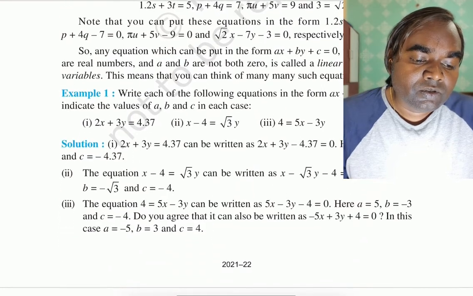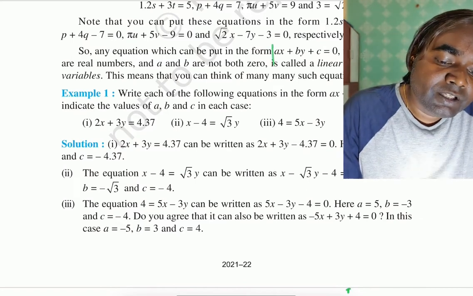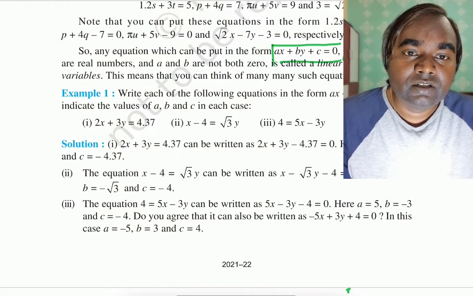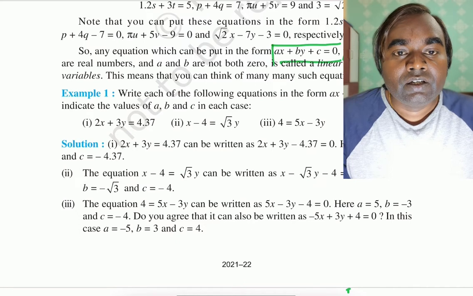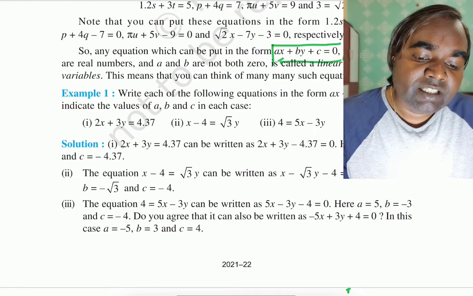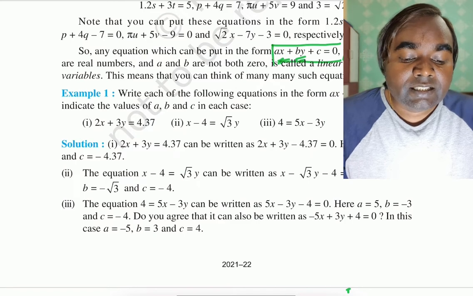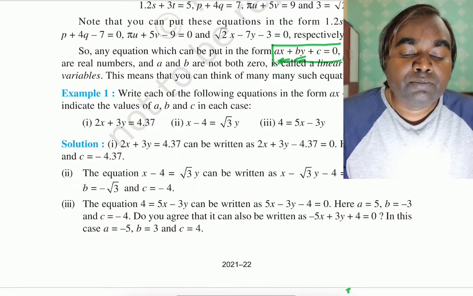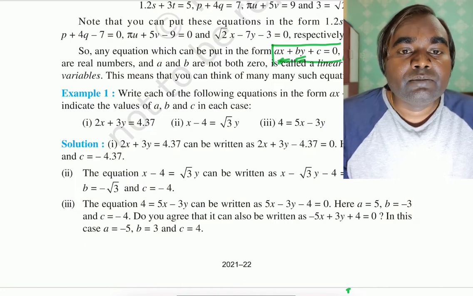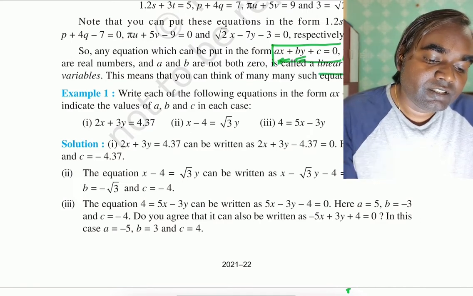Now any equation which can be put in the form ax plus by plus c is equal to 0 is known as a linear equation in two variables. Here x and y are two variables and a, b, c are real numbers. The condition is that a and b are not both 0. Any one can be 0, but both cannot be 0. Such an equation is a linear equation in two variables.